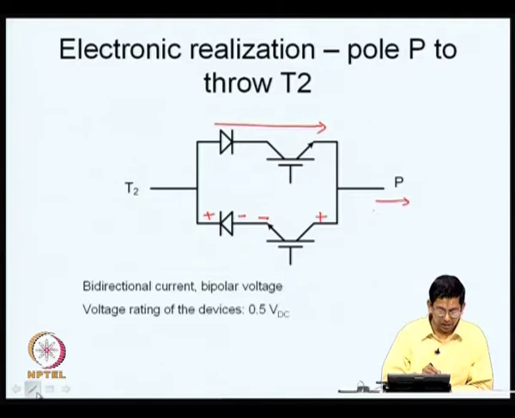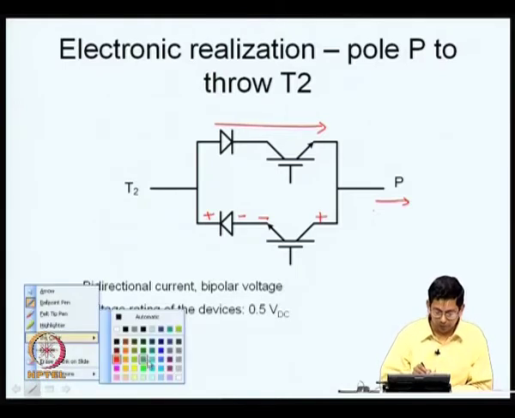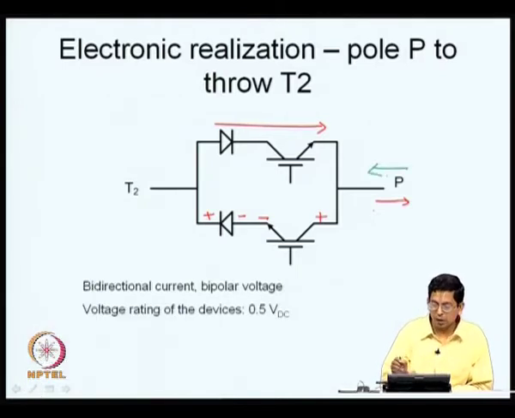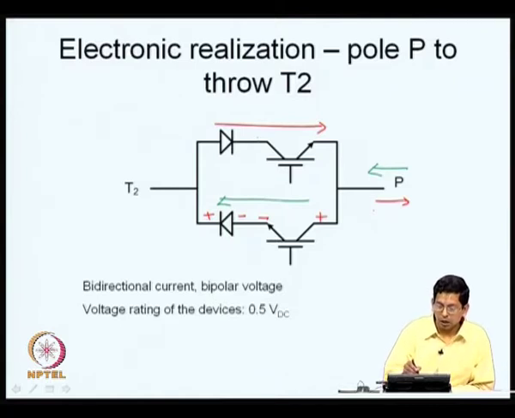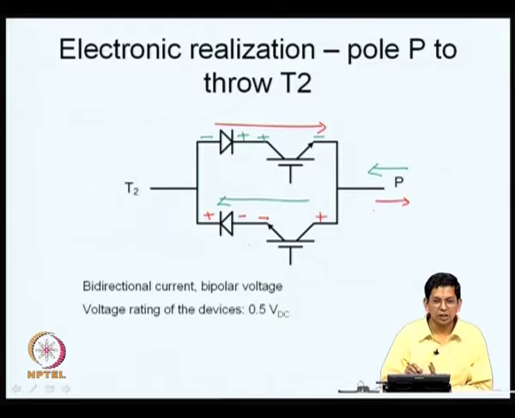Let us say the current direction is the other way, then what happens is this bottom transistor and the diode conduct, and now the top collector is capable of blocking a potential as indicated here, and the diode is capable of blocking a potential like this. The two in series together can block a potential either way. Now, the voltage rating required is only 0.5 VDC. You need to block a potential of only 0.5 VDC.